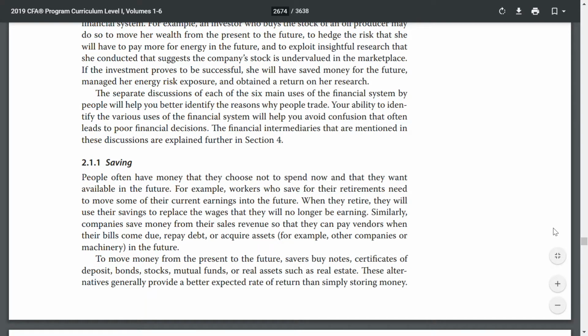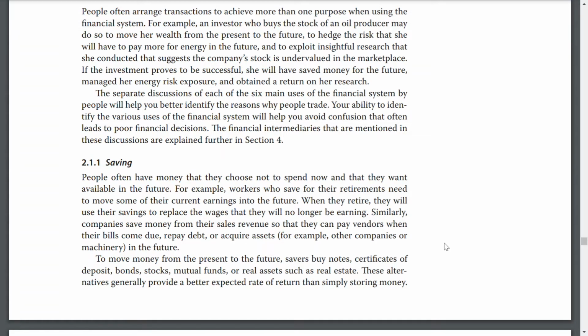Savings. People often have money that they choose not to spend now and that they want to be available in the future. For example, workers saving for their retirement need to move some of their current earnings into the future. When they're retired, they will use the savings to replace the wages that they will no longer be earning. Similarly, companies save money from their sales revenues so that they can pay vendors when their bills come due, repay debts, or acquire assets in the future.